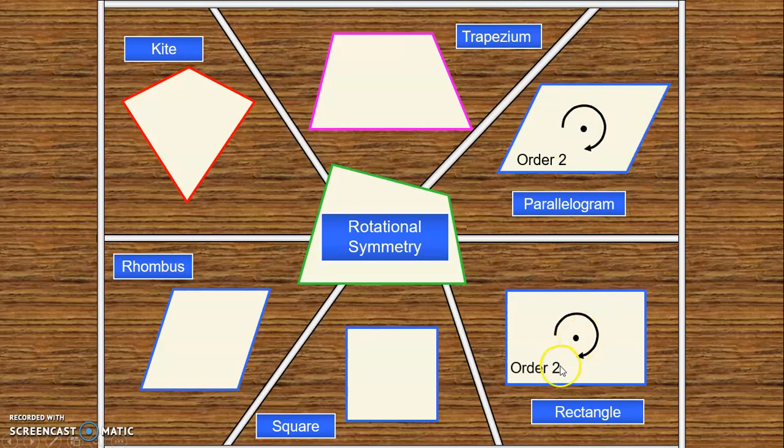A rectangle has rotational symmetry of order 2. A square has rotational symmetry of order 4. Why? Because each time we rotate, since it has all equal sides, it will look the same. A rhombus has rotational symmetry of order 2, while the kite doesn't have any.